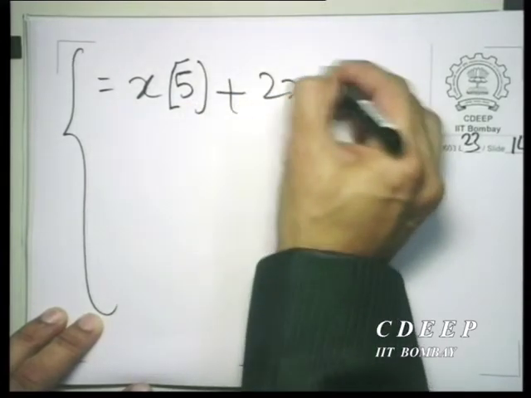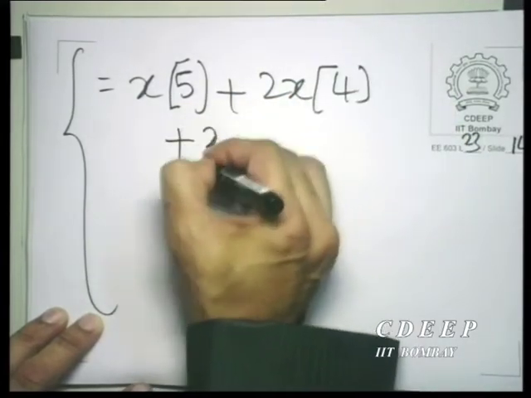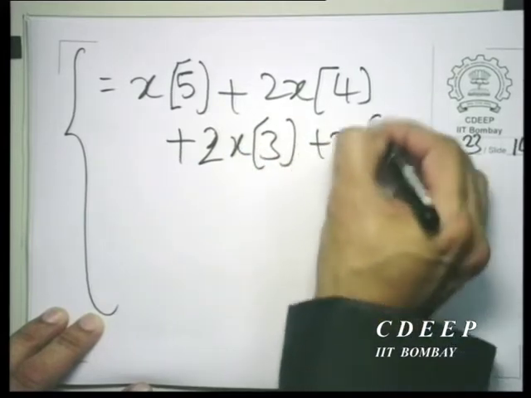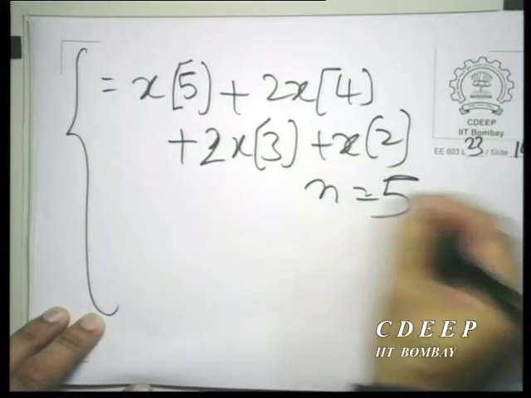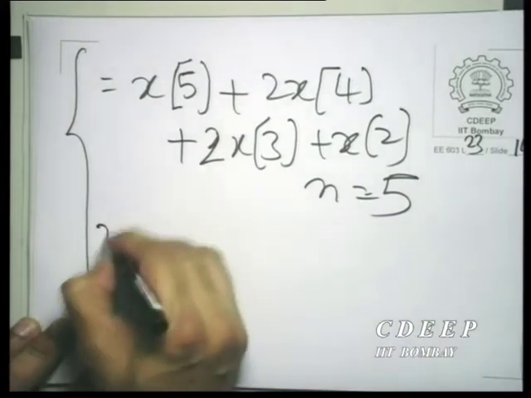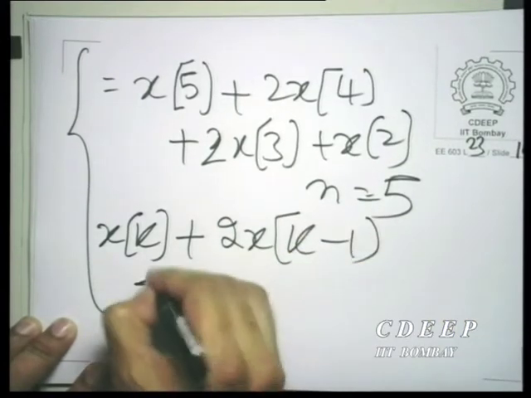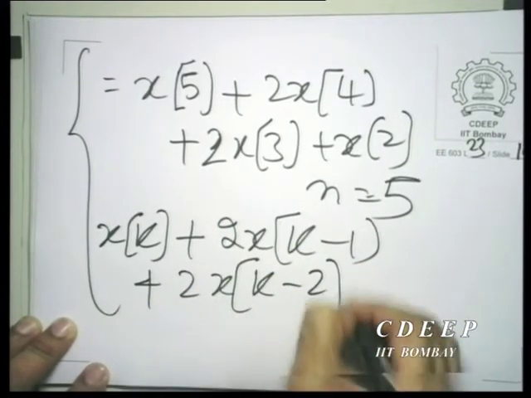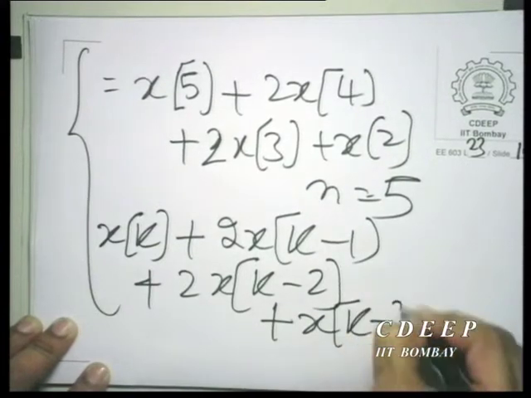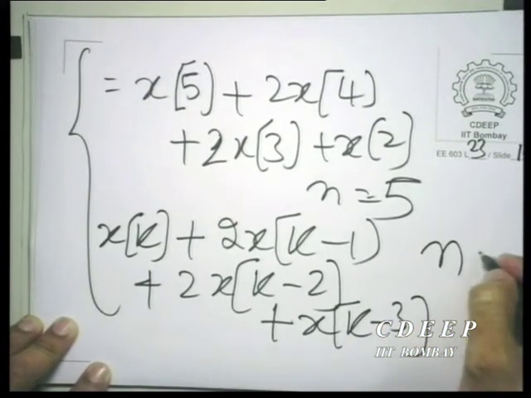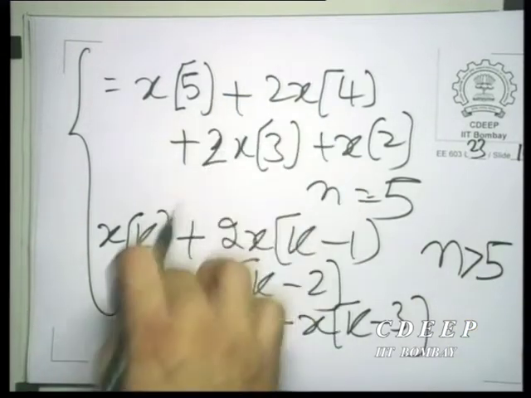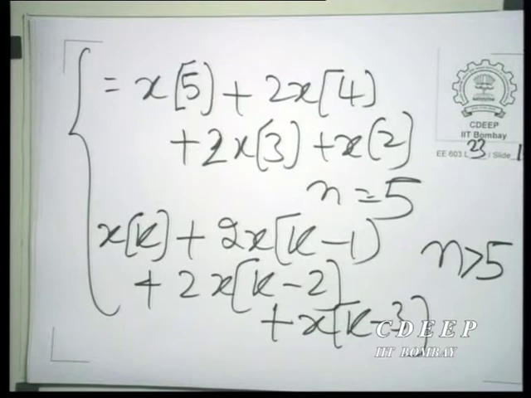x[5] plus twice x[4] plus twice x[3] plus x[2] for n equal to 5. Up to 5 you have to write separate expressions, and beyond that of course one can write x[k] plus twice x[k-1] plus twice x[k-2] plus x[k-3] for n greater than 5. Now of course this expression also holds for 5, and you may therefore take it from 5 onwards. Now this follows by adding the individual responses to different impulses, right.